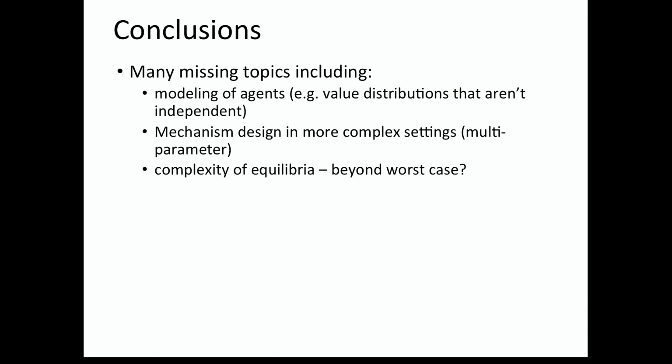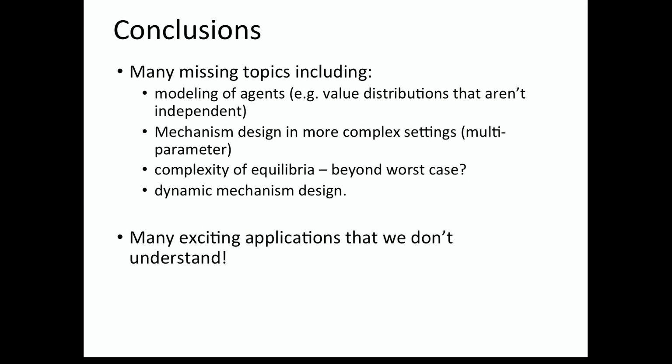I didn't discuss complexity of equilibria, so there are all these great results by people like Christos and others, showing that things like Nash equilibrium are hard. Is there any opportunity, or what is the opportunity here to go beyond worst case? And they're along the lines of what Tim was discussing yesterday. And there are some results of that type, but I'm sure there's much more to be done. And then, as I said, dynamic mechanism design is a very exciting topic.